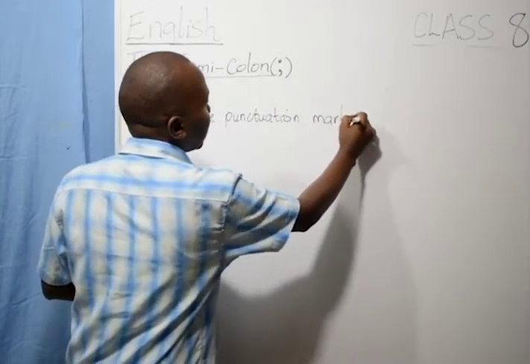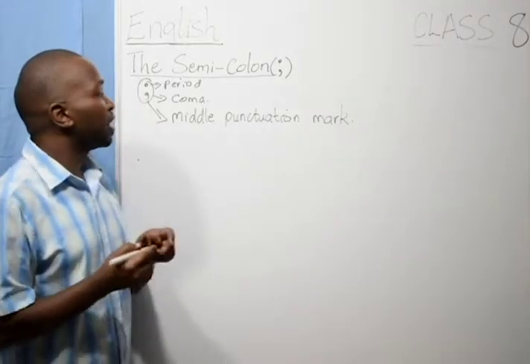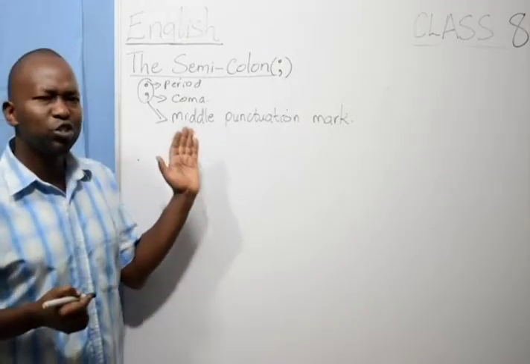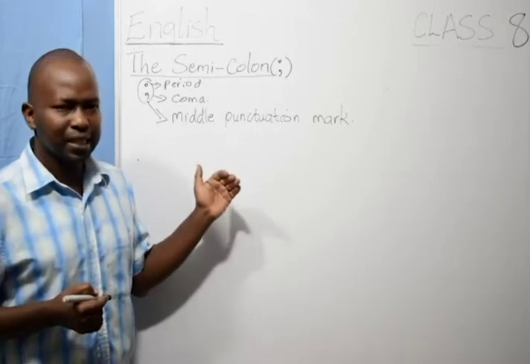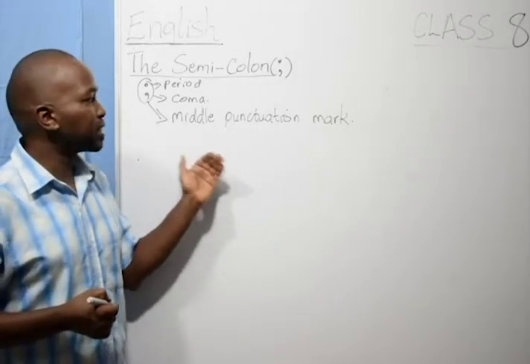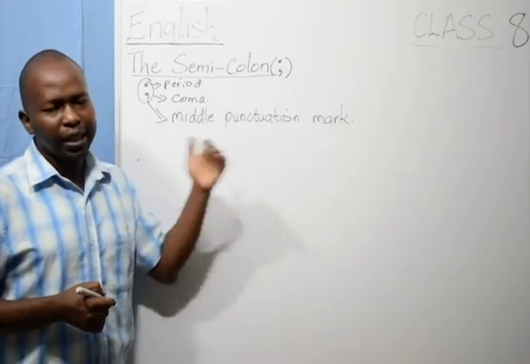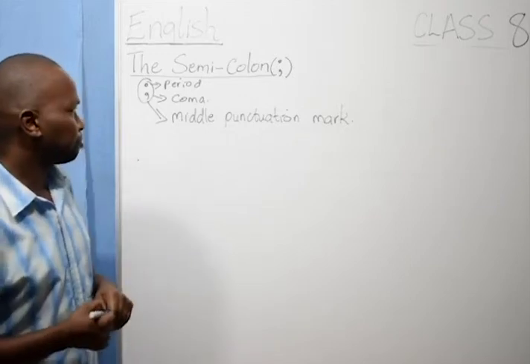Now, why do we say it is an example of a middle punctuation mark? This is because the punctuation mark is not used at the end of a sentence. It is only used in the middle of a sentence. Just like the comma, there is no way it can come at the end of a sentence.